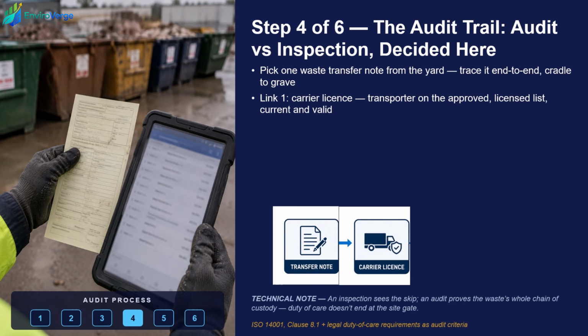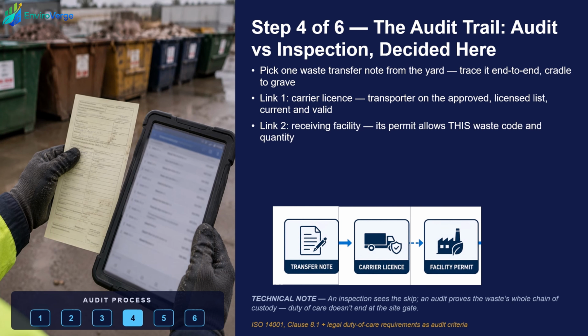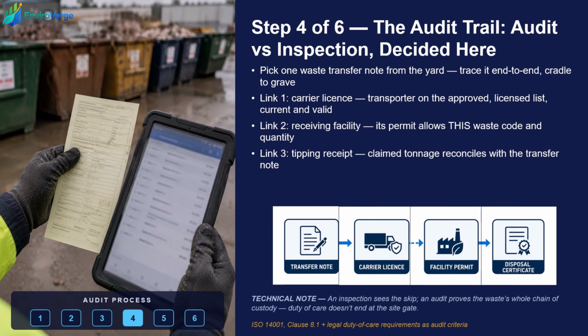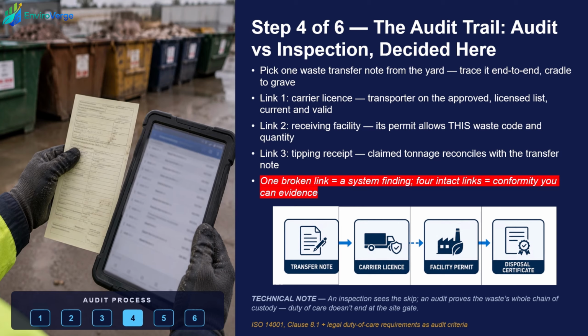Link 1. The carrier. Is the transporter on the approved list? Licensed? Current? Link 2. The receiving facility. Does its permit actually allow this waste code at this quantity? Link 3. The tipping receipt. Does the claimed tonnage reconcile with the note? One broken link is a system finding. 4 intact links? That's conformity you can evidence.